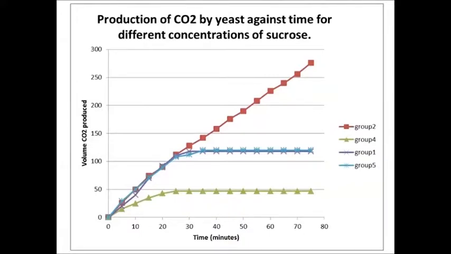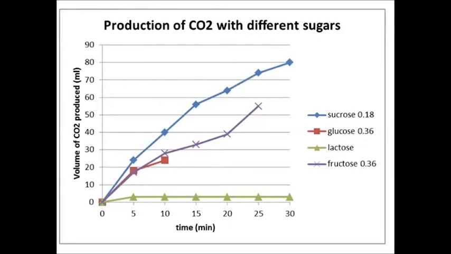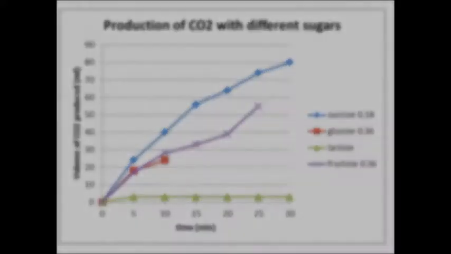We can see that group 2, which has the highest amount of sucrose, continues for a long time, whereas groups 1 and 5 and groups 4 have limiting amounts of sucrose. In the third laboratory, we looked at different sugars. We used sucrose as a control for the activity of the yeast, and we carried out experiments with glucose, fructose and lactose. The results are shown in this graph, which indicates that the yeast does not easily use lactose as an energy source.